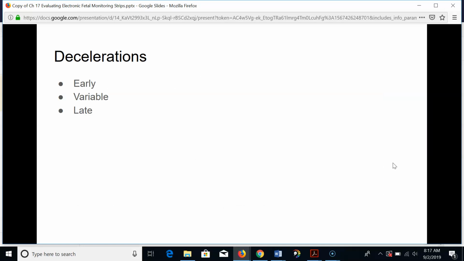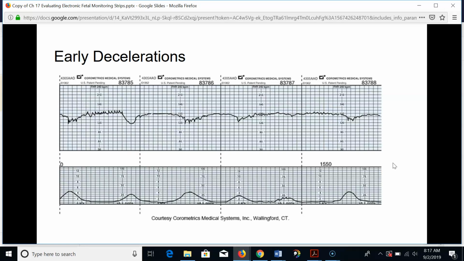Decelerations are something we evaluate on the EFM. This time it will be a decrease from the baseline and may indicate baby is compromised. We'll talk about each of these individually. The 3 things you need to remember about decelerations are: 1, are they good or bad? 2, what causes them? And 3, what are your nursing interventions?